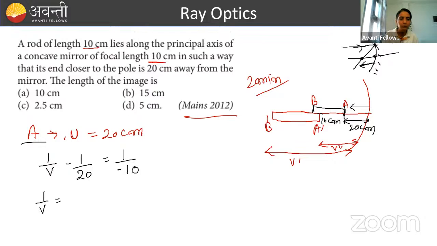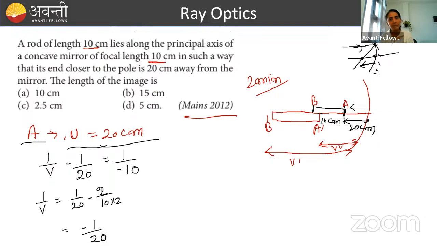1 by V will be equal to how much? 1 by 20 minus 1 by 10. So this will be equal to minus 1 by 20. Right? And actually you didn't need to calculate this, because if the focal length is 10, then the center of curvature will be 20 centimeter, and if the object is at the center of curvature, the image will get formed at the center of curvature itself. So the image distance for A, VA, we got as 20 centimeter. Okay?